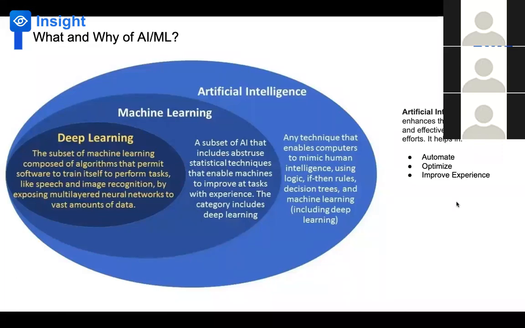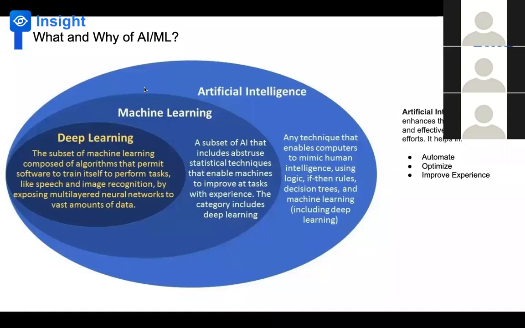Any technique that enables computers to mimic human intelligence using logic, if then rules, decision tree, or machine learning, including deep learning. So, AI is any technology that can help you mimic human intelligence. You can do it in any way you want to. It generally helps you to enhance the speed and precision, making human effort more effective. So generally you will automate, optimize, and improve experience using AI.